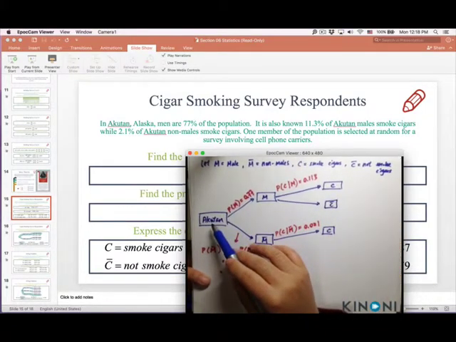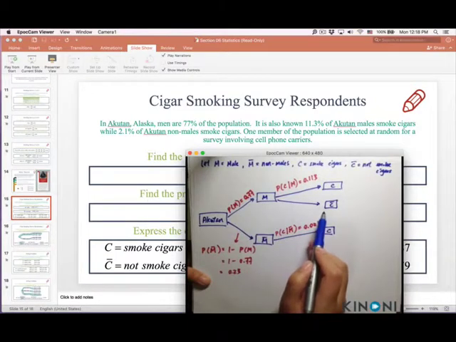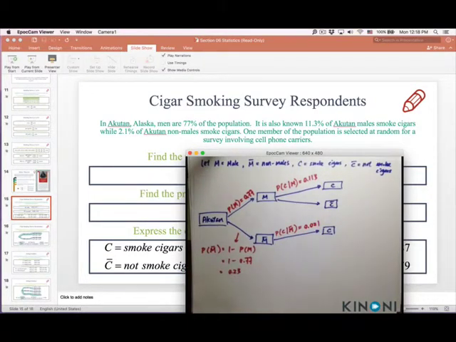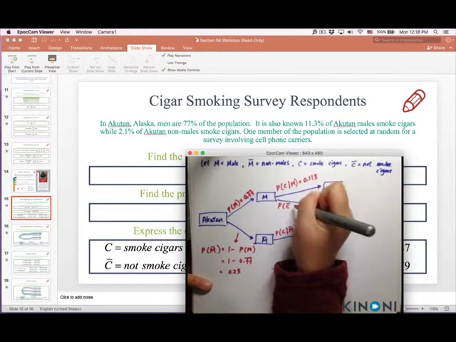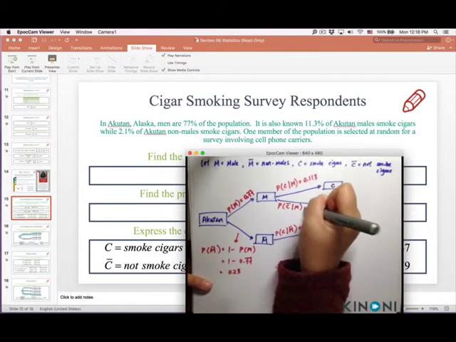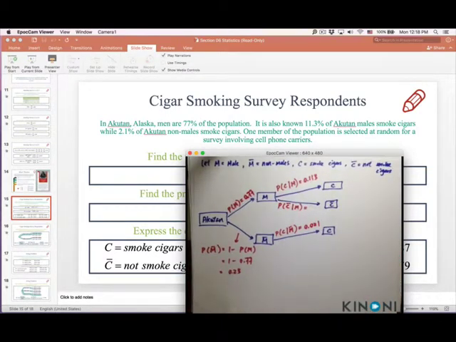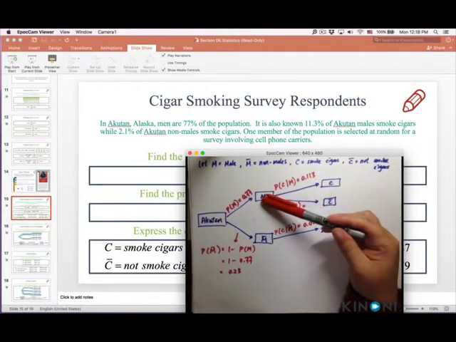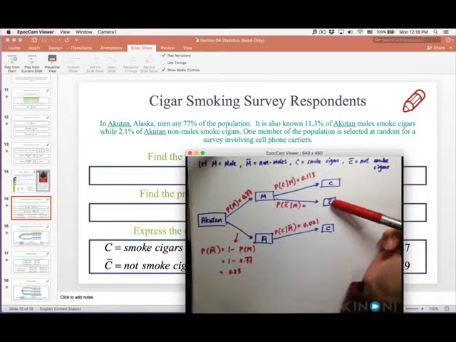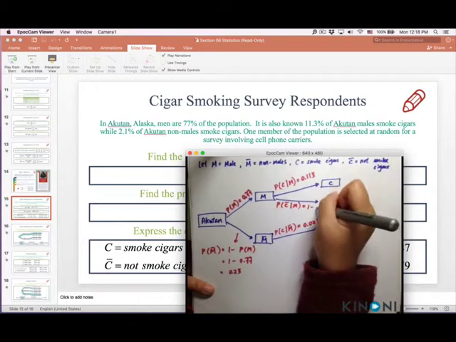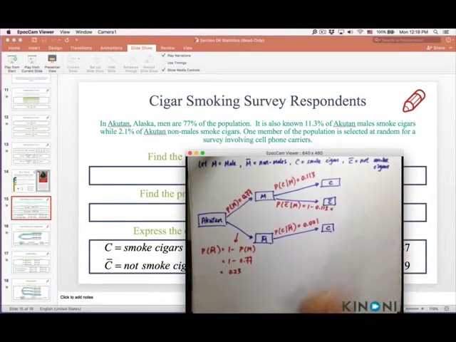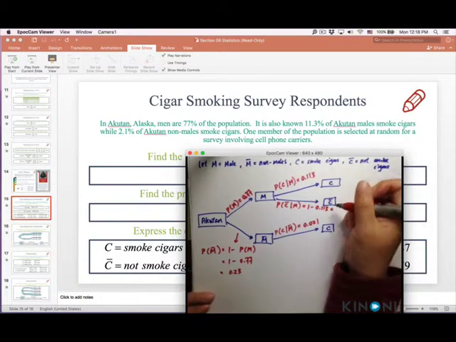Here, in Akutan, they are males and they do not smoke cigarettes, right? So write it down. Probability that they do not smoke, given that they are males. What is that going to be equal to? Think about it. If you are male, either you smoke or you do not smoke. So this is also going to be the complement. You could find it using the complement formula, 1 minus 0.113, which is 0.887.